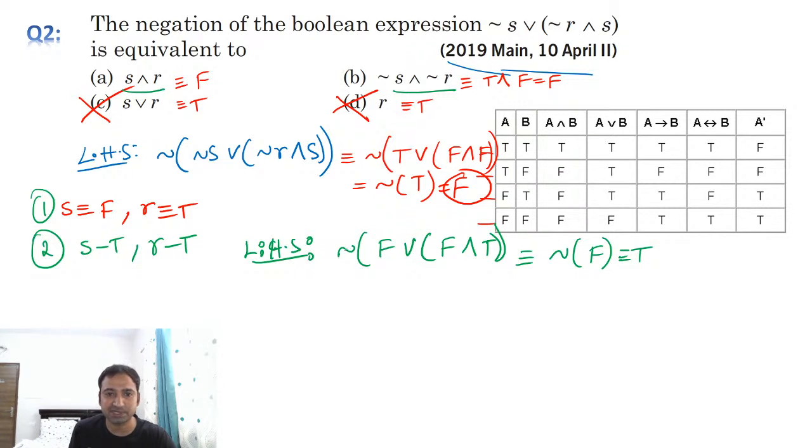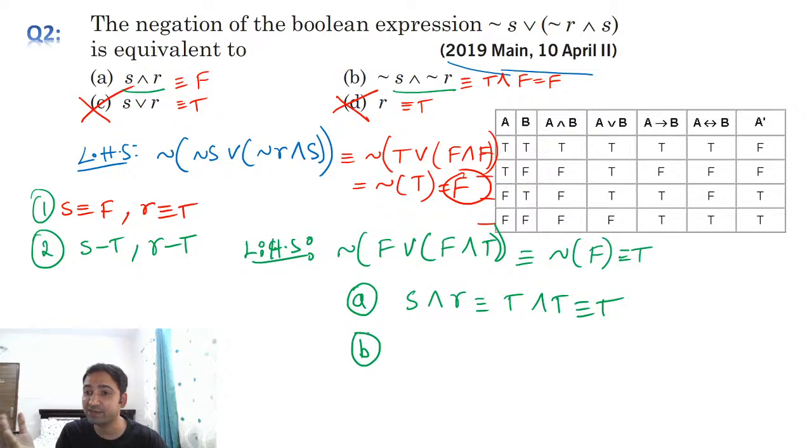Let's verify the first option, guys. If you verify the first option, what are we getting? S and R. S and R is what? Already we took the values, true and true. So we're getting true, guys. Okay, the first option is satisfying it. So now we can't say that the first option is the answer. We need to verify the second option also.